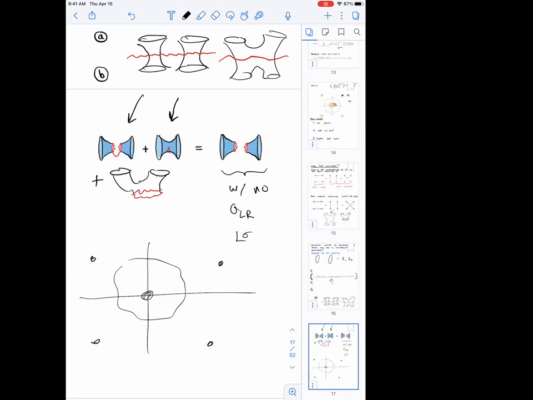Well, but what about the left-hand side? There you're including both the wormhole and these half wormholes. And it's not overcounting. So whether it's overcounting or not seems to depend on whether you're considering the half wormholes in the theory with the G left right variable or without the G left right variable. And if you're considering the half wormholes in the theory with the G left right variable, then you had better add the wormhole too, and it isn't overcounting.